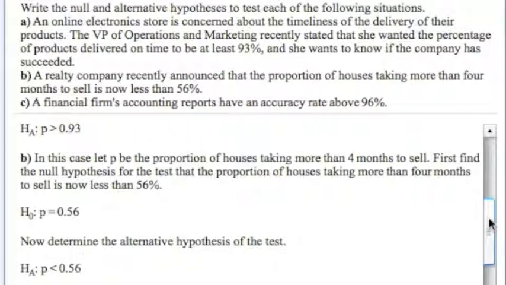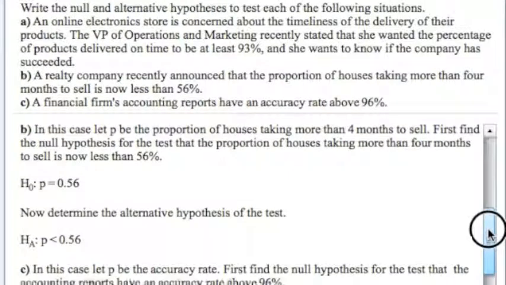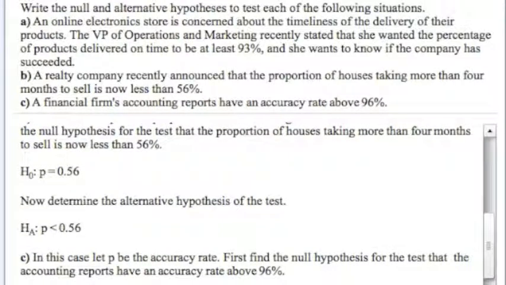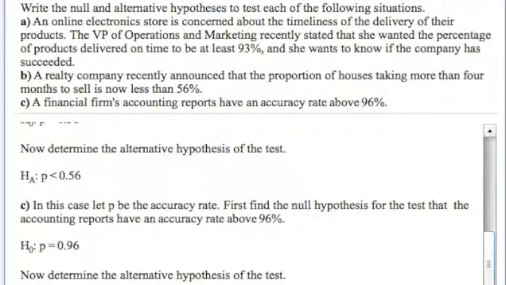The last one, real quick, a financial firm's accounting report has an accuracy of 96% or above. So again, the null is going to be 0.96 for H0, and the alternative will support what we're trying to see if it's true, is that P is greater than 0.96.